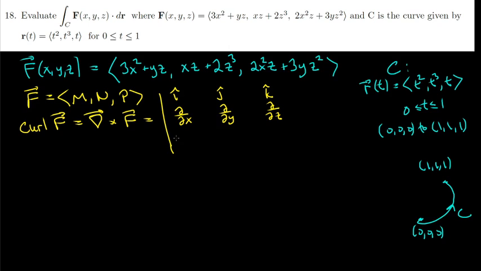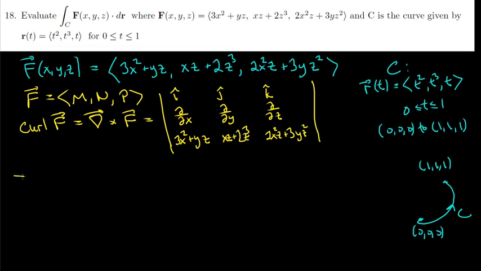Okay, and then M is just the x component, 3x squared plus yz. I've got to write small to squeeze it in here. N is xz plus 2z cubed. And P, the z component, is 2x squared z plus 3yz squared.